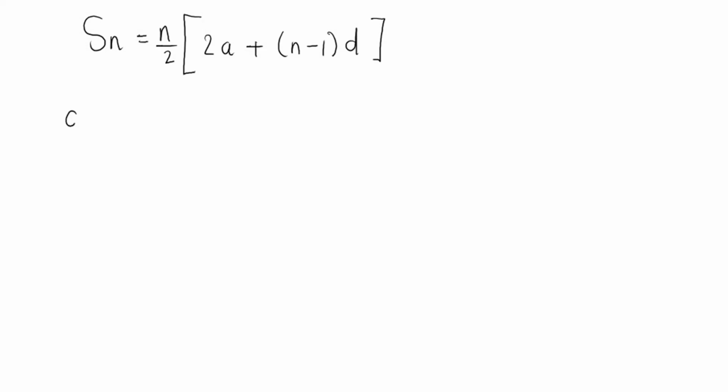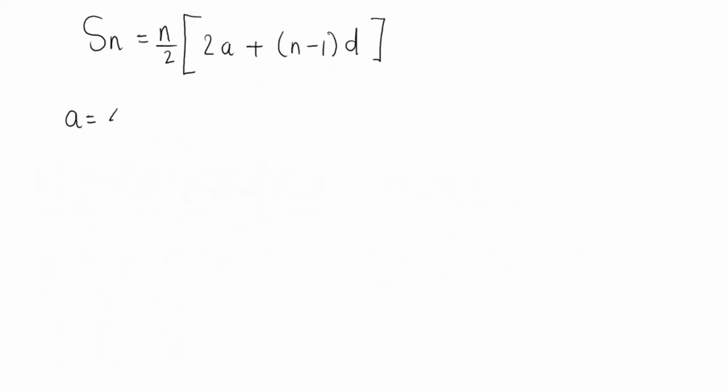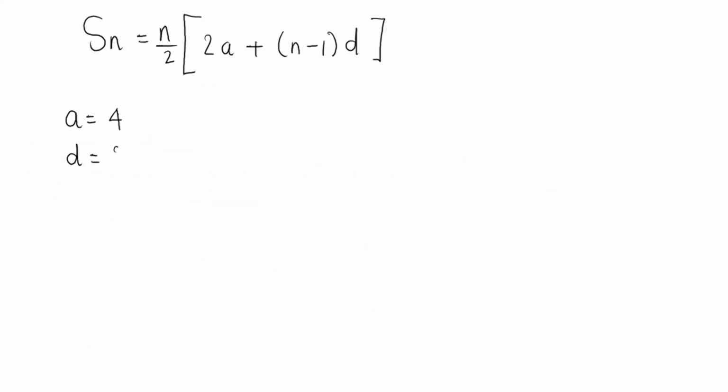What is a? We know that a is the first term. So what is the first term for this arithmetic series? The first term is 4, right? Okay, what is d? The d is the first common difference, right? And the first common difference is 2. And what is n, right?